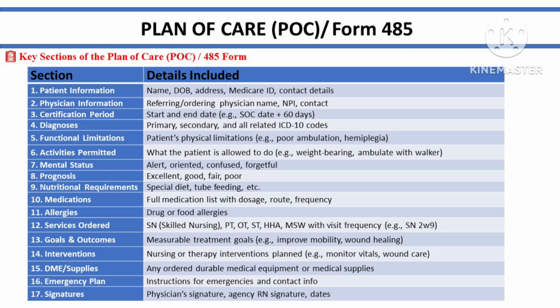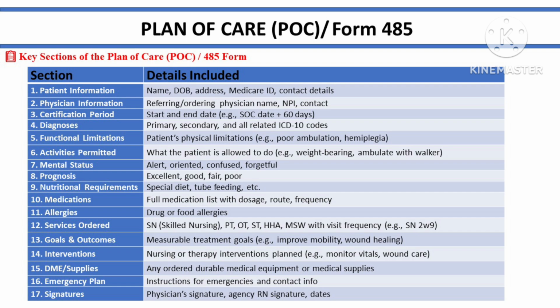Next is services ordered section. It is a very important part of Plan of Care because it includes specific orders for skilled nursing, PT, OT, ST, HHA, MSW with visit frequency details. For example, SN 2 week 9, which means SN is coming to visit the patient 2 times in a week for consecutive 9 weeks. It means total 18 visits in the episode.